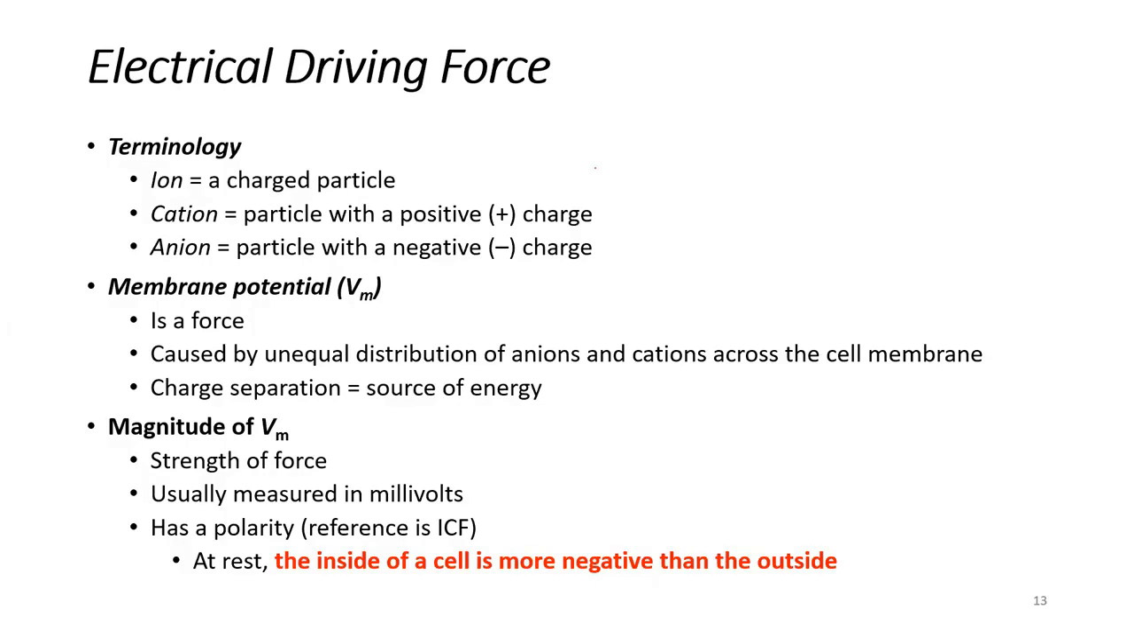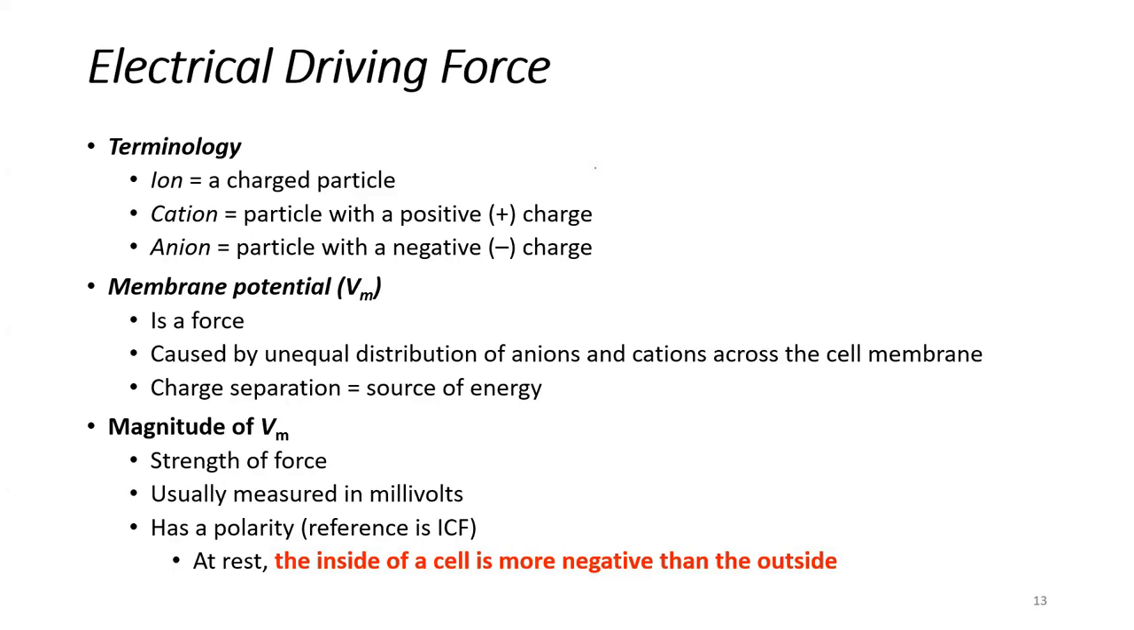So if I have a lot of negatively charged ions inside the cell, a lot of positively charged ions outside the cell, then there's a force, there's a potential to pull the particles from one side of the cell to the other because of that unequal distribution or unequal separation of the charge. That is what we refer to as the membrane potential.